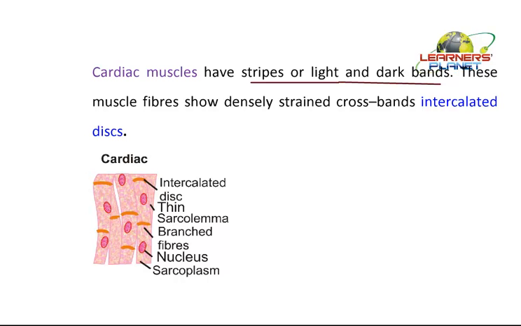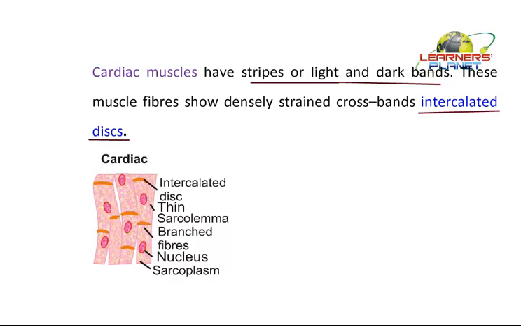Now these cells or muscles show some intercalated discs, and these intercalated discs provide more and more strength to the cardiac muscle. What are these intercalated discs? These are actually the interdigitation of the plasma membrane or the sarcolemma. You can see the sarcolemma is interdigitated and forming a disc-like structure in these cells here. Therefore these disc-like structures are called intercalated discs.